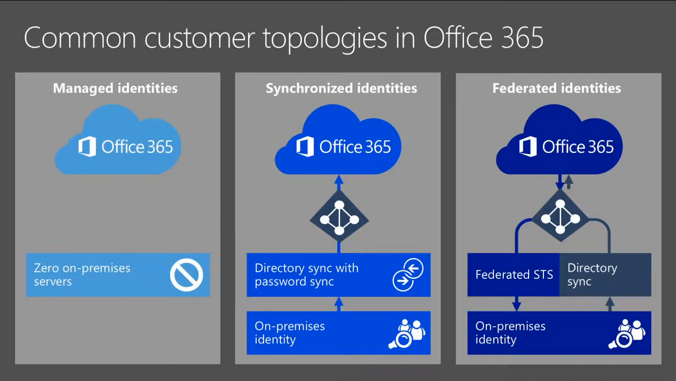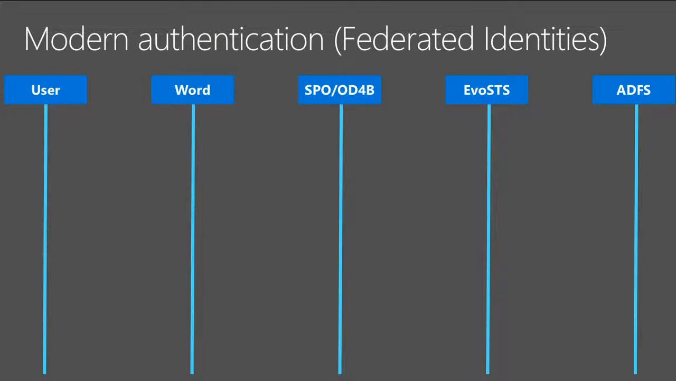And then the right-hand side column, we have federated identities. The big difference here is the presence of a federated STS. This means that your users, if you're in this column, are signing in against your on-premises infrastructure, right? They're actually going to hit your ADFS, provide their credentials there, prove who they are, and Office 365 will respect that login. And actually, I believe this next slide is walking through exactly that. How modern authentication looks for a federated user.